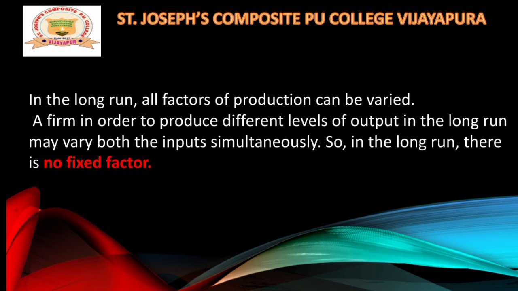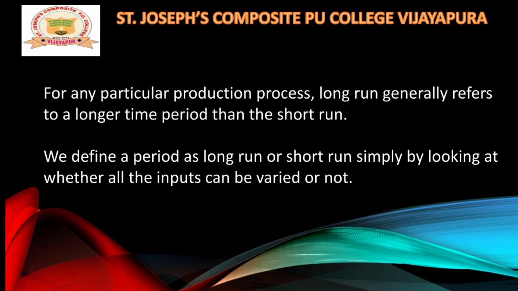So remember, the long run is one in which the firm has sufficient time to install new machineries, plants or capital equipments, in order to increase the output level. So this is mainly the concept of the long run production function. We can say that in the long run all the factors of production can be varied, and there are no fixed factors.